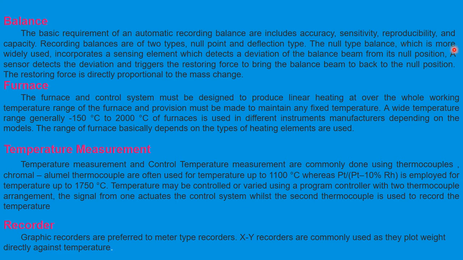Null type balance is most widely used because the sensing element detects a deviation of the balance beam from its null position. A sensor detects a deviation and triggers the restoring force to bring the balance beam back to the null position. The restoring force is directly proportional to the mass change.